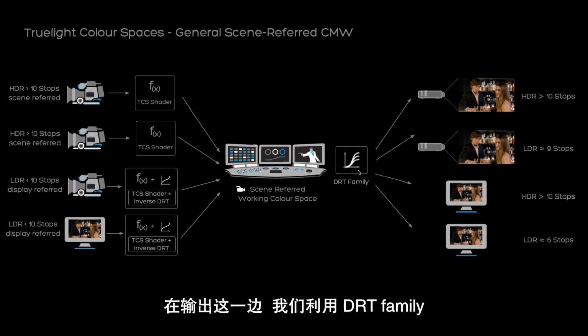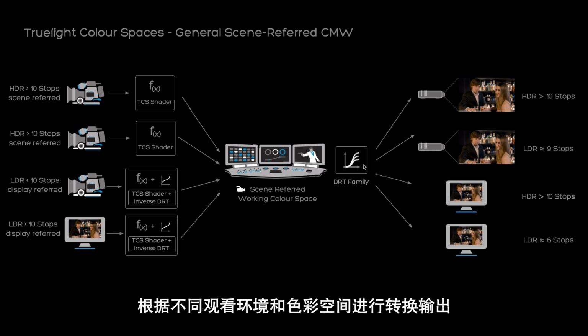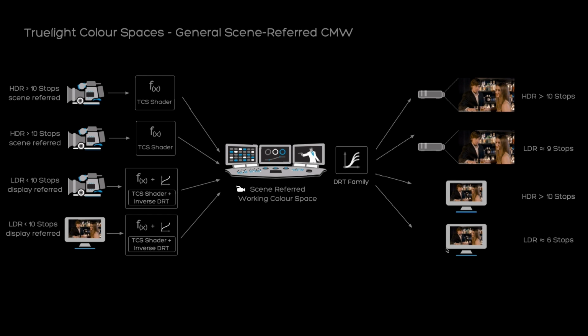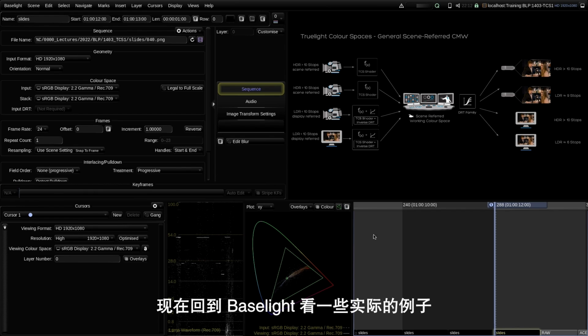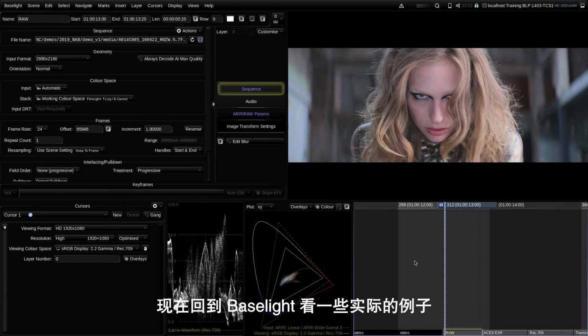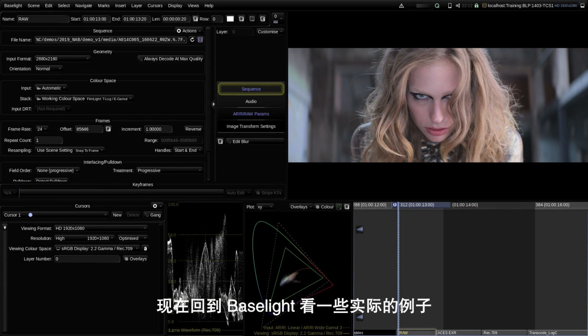And on the output side, we have the DRT family that then converts to the different output viewing conditions and color spaces. Let's jump back into Baselight and have a look at some real examples.